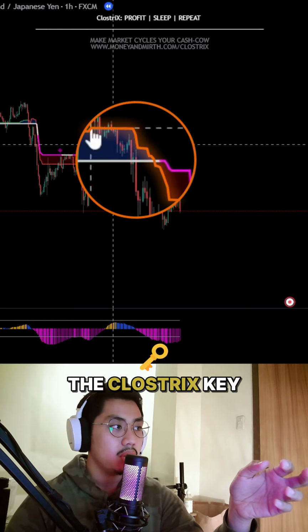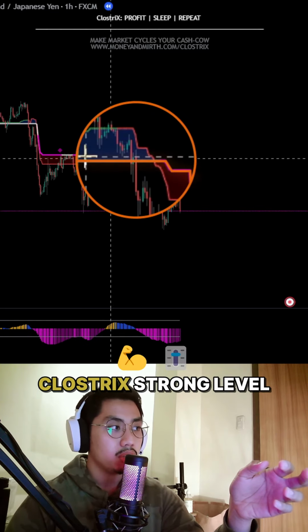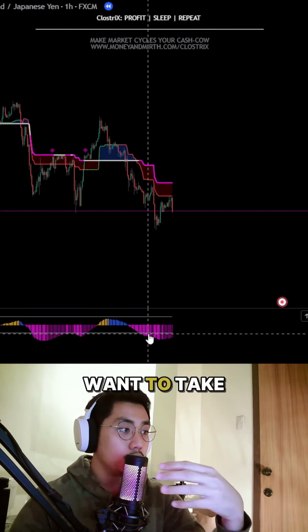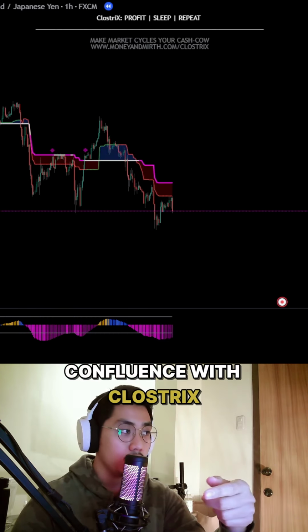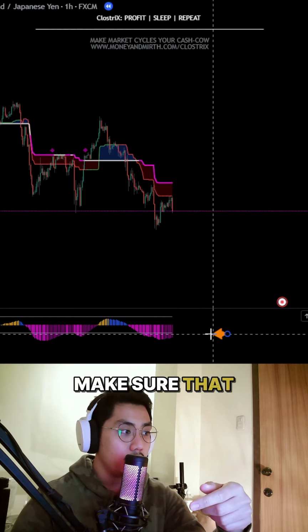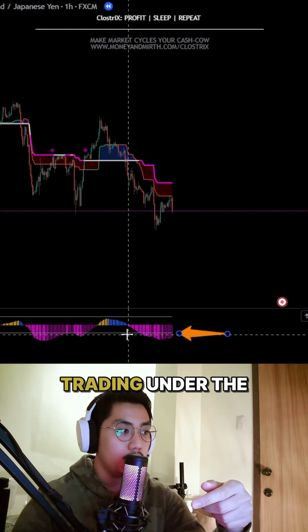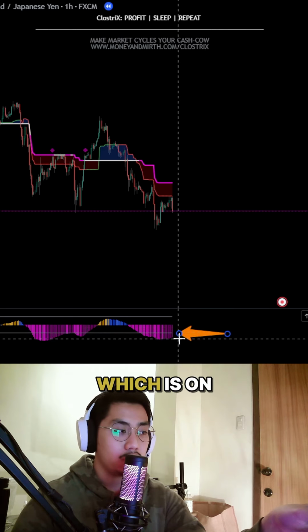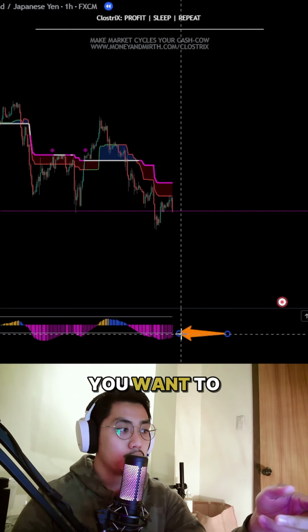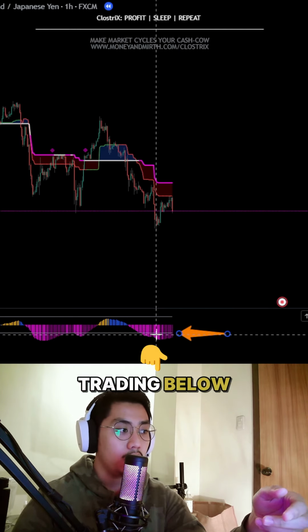Another neat trick that I use to tell me that it's in a downtrend is I take a look at the Claustrix key level crossing under the Claustrix strong level here. Next, we want to take a look at the Claustrix bias and make sure that it's in confluence with Claustrix. How can you tell? You want to make sure that the Claustrix bias is trading under the 15 level here. The 15 level is represented by that white line, which is on Claustrix bias by default.